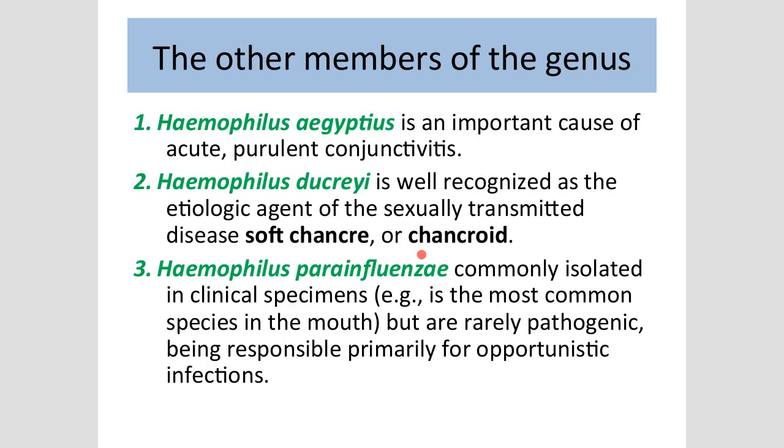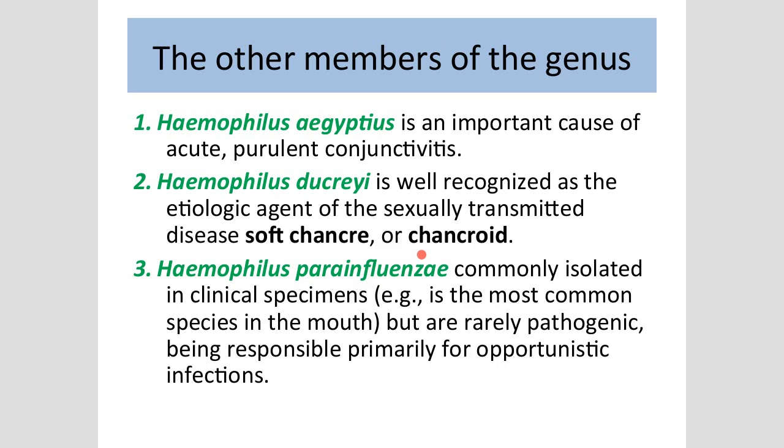Keep in mind there is another bacteria, Haemophilus parainfluenzae. That's different. It is the most common species in the mouth as a normal commensal, and it's rarely pathogenic, but it can become opportunistic if you have an ulcer or injury in the mouth. That's the difference between Haemophilus influenzae and parainfluenzae. Also keep in mind there are 2 viruses, influenza and parainfluenza, which will come later.